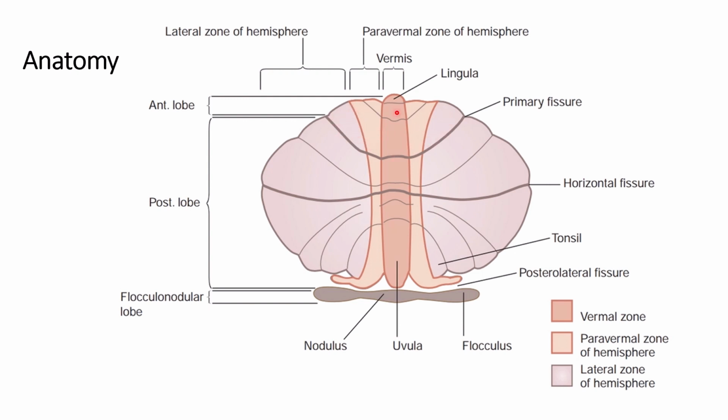This is the anterior lobe, and it is separated from the posterior lobe by the primary fissure. And this is the posterior lobe. The posterior lobe also contains the horizontal fissure. And there is another lobe here. This is called the flocculonodular lobe, which contains the nodulus or nodule and the flocculus on each side. And it is separated from the rest of the cerebellum, especially the posterior lobe, by the posterolateral fissure, but it still is connected to the cerebellum.